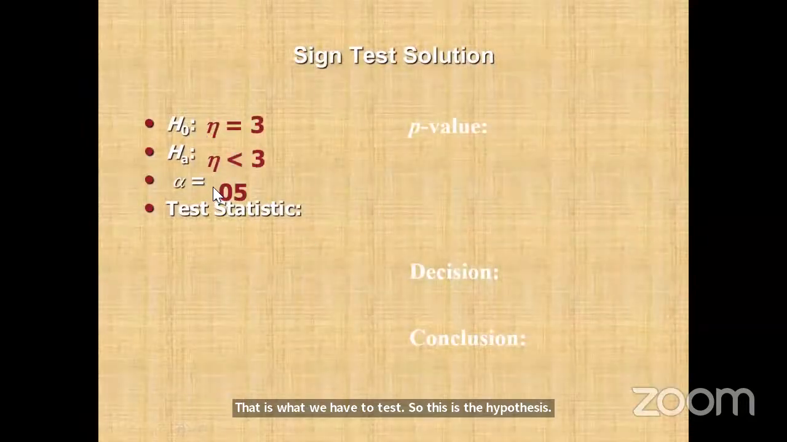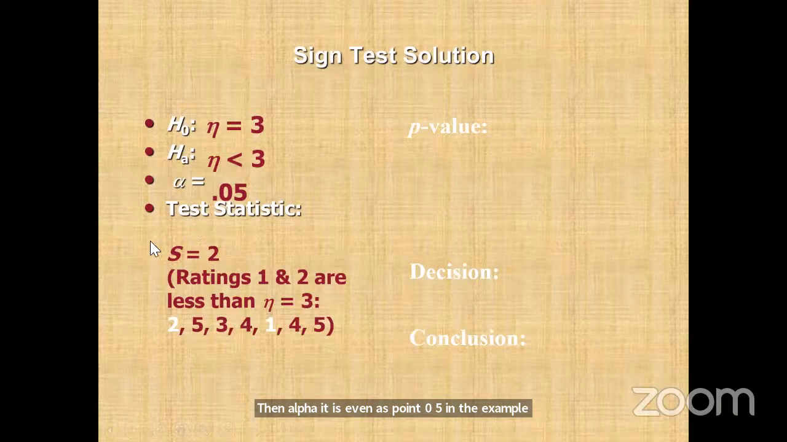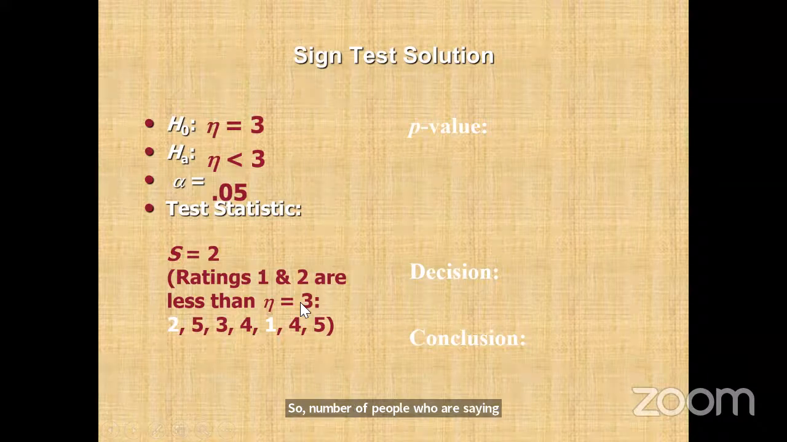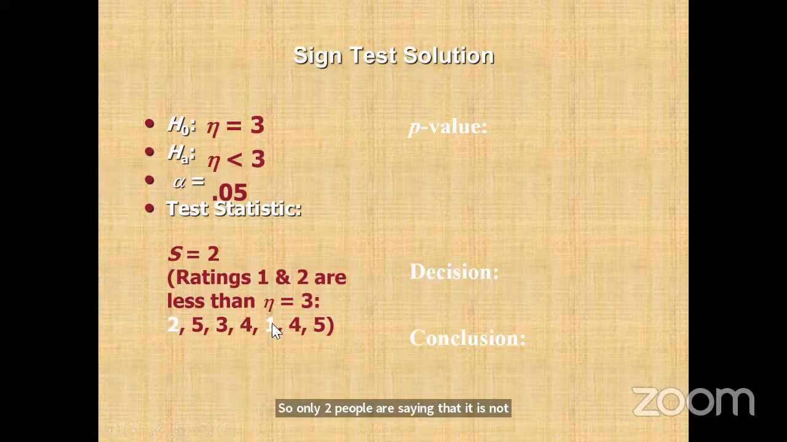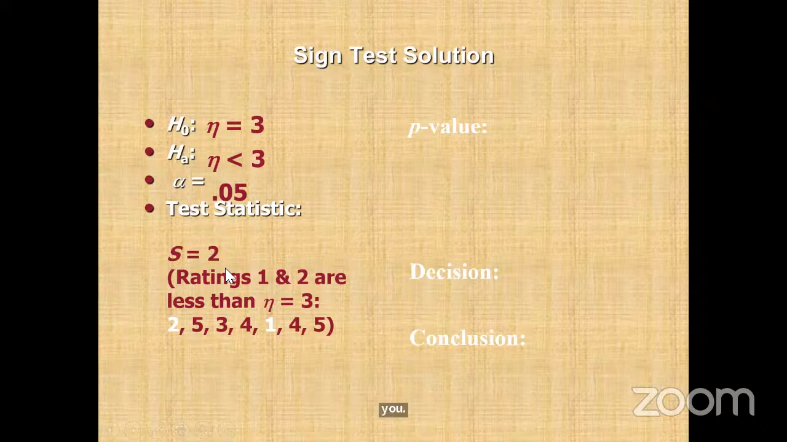Then alpha is given as 0.05 in the example itself. Now, this is the test statistic. What is the test statistic here? It is the number of values less than the median. So the number of people who are saying that it is not good, that is 1, 2, less than 3. Only 2 people are saying that it is not good, 1 and 2. These are the 2 indicated in white numbers, isn't it? Only 2 people are saying that it is not good. So hence our test statistic here is S equal to 2.